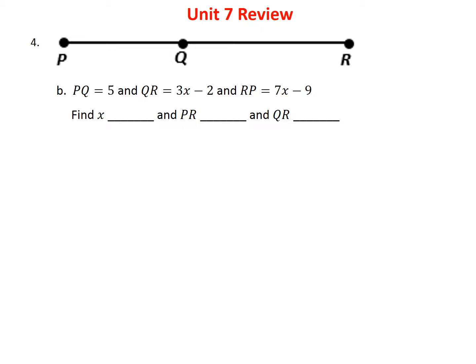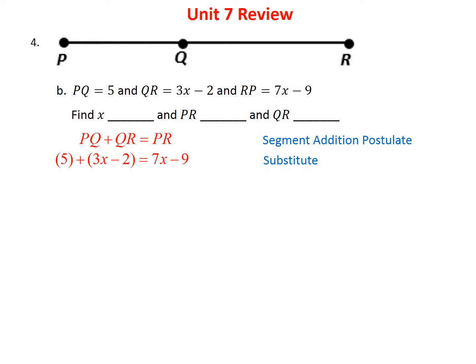Problem 4b is a variation of problem 4a. As we put it together, instead of giving us algebraic expressions for the two short segments and the total length, they're giving us the length of one of the shorter segments. But it works the same way. We're going to set up the segment addition postulate that says the two short segments add up to the long segment, and then substitute in the values we've been given. PQ is 5, QR is 3x minus 2, and RP, or PR, notice that you can write the segment either direction, is 7x minus 9.